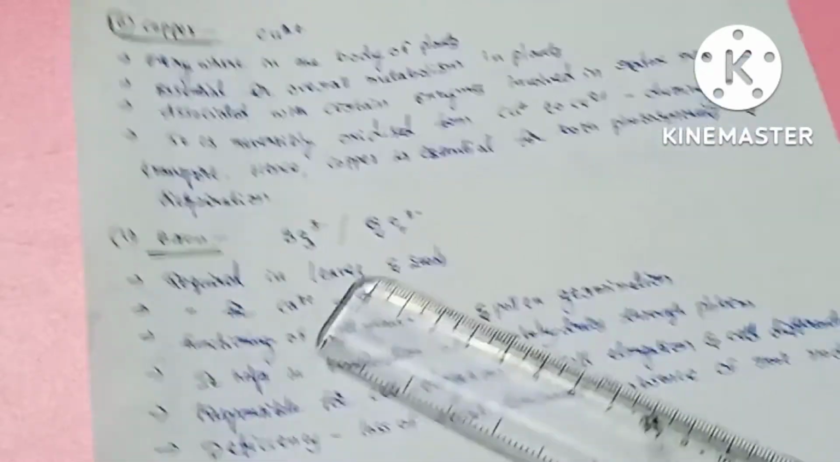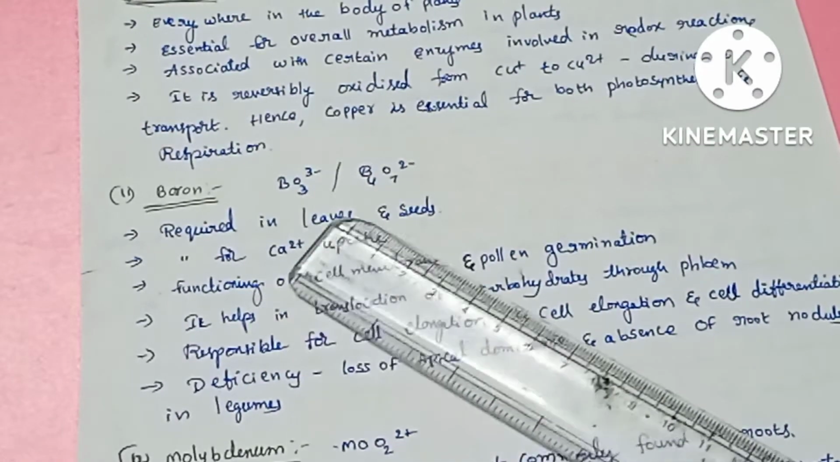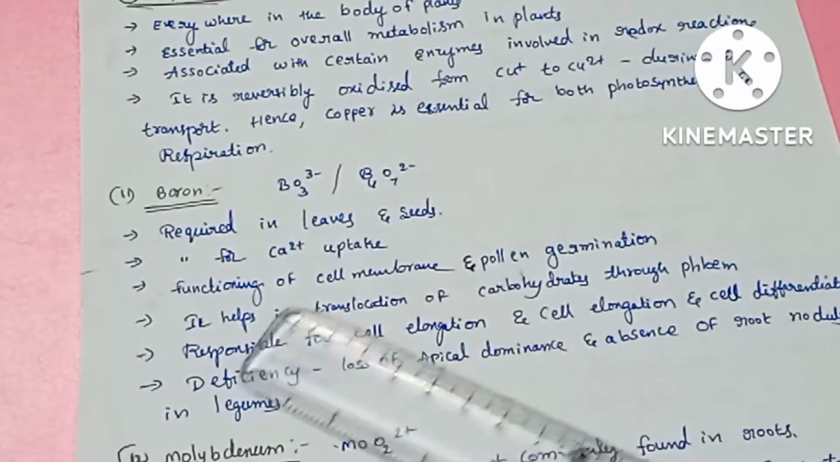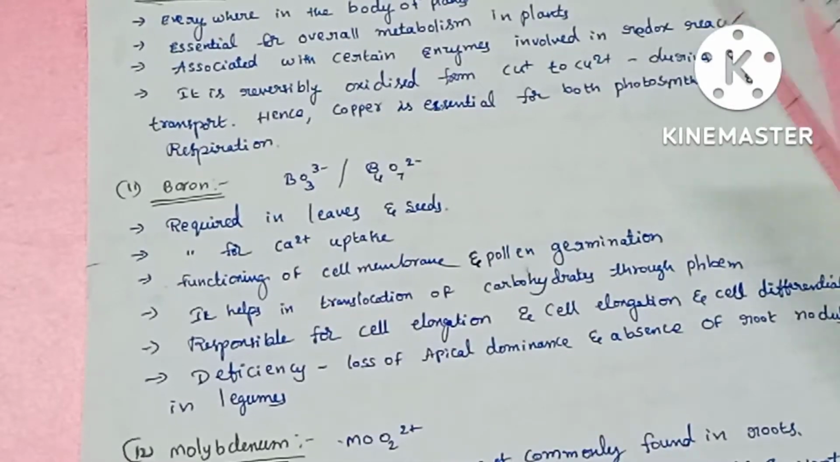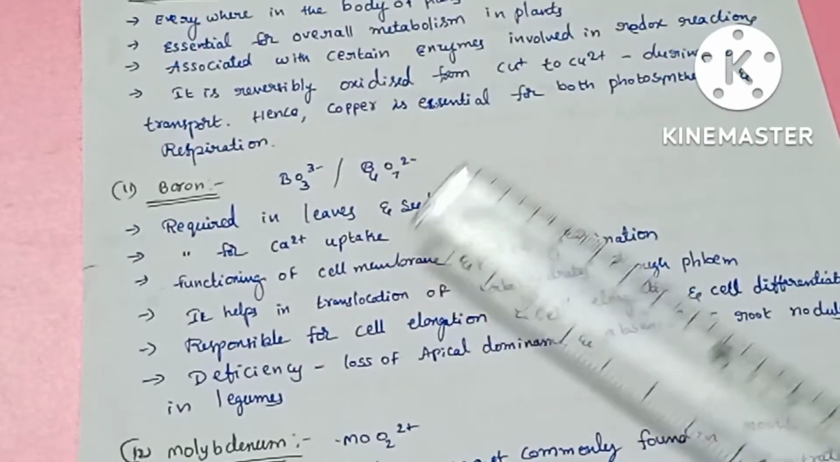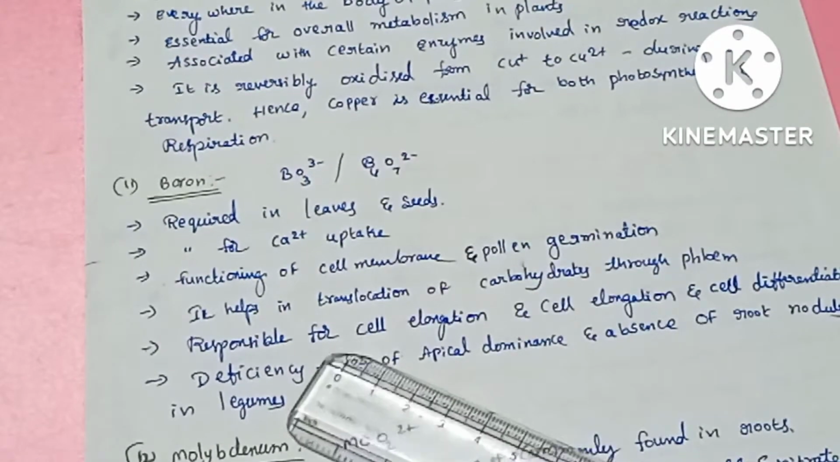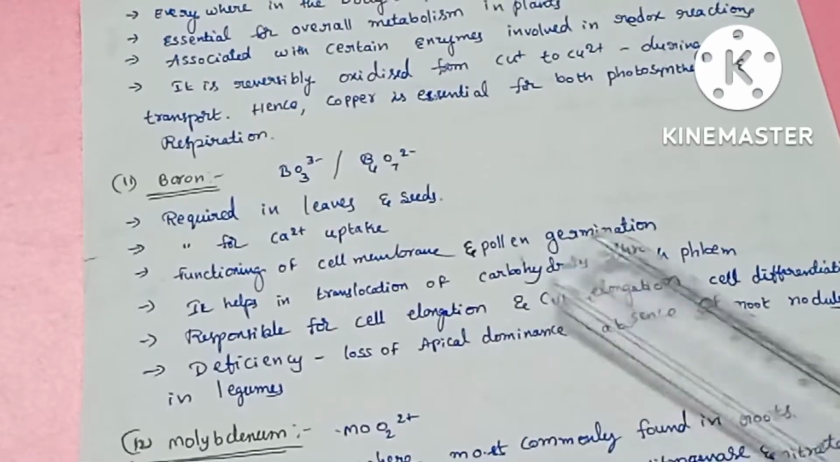Next one is boron. This boron is absorbed in the form of BO3 minus and B4O7 2 minus, and it is required for the leaves and seeds. And for the uptake of the calcium, this boron is important. Without this boron, the calcium will not be absorbed. And this boron helps in the functioning of cell membrane and pollen germination.